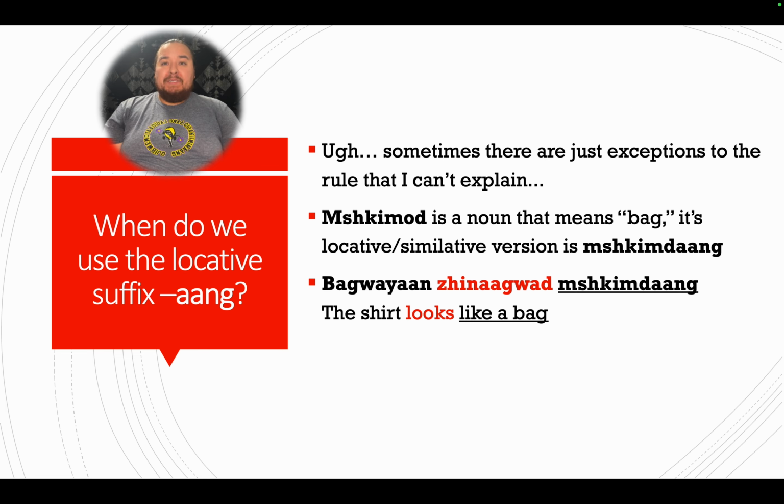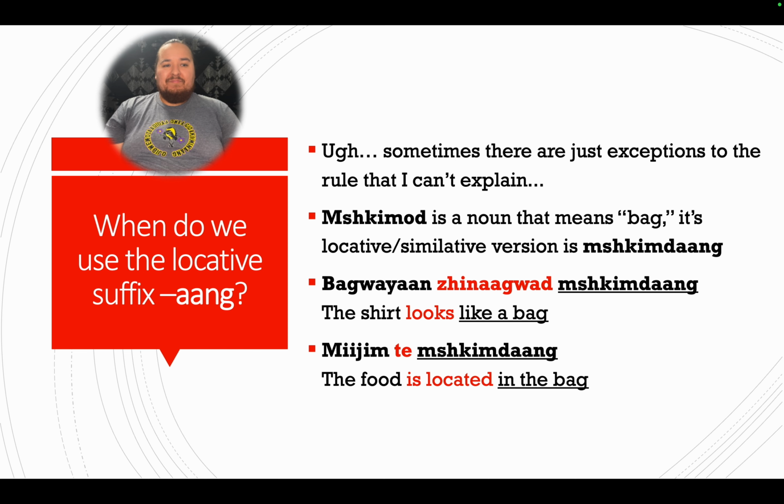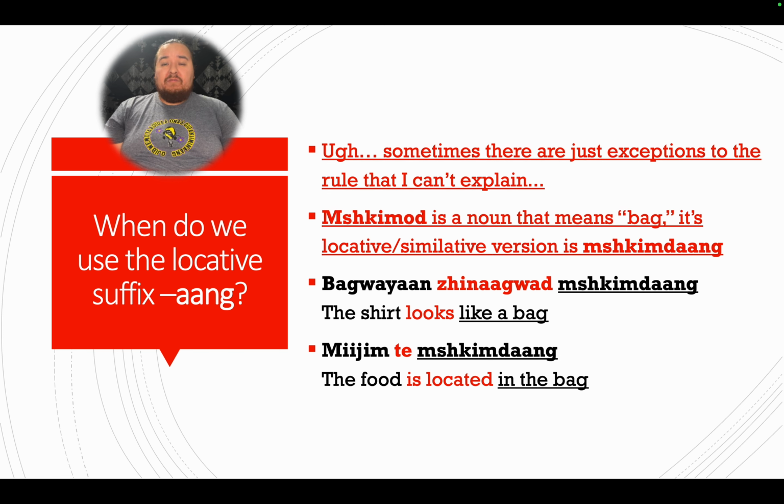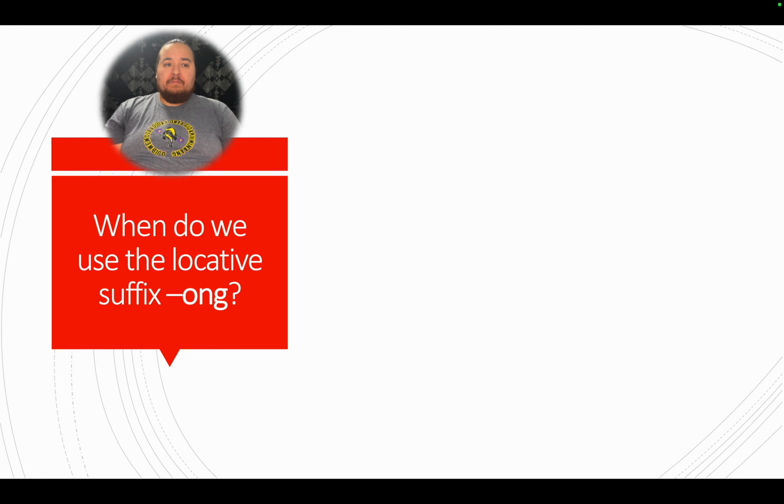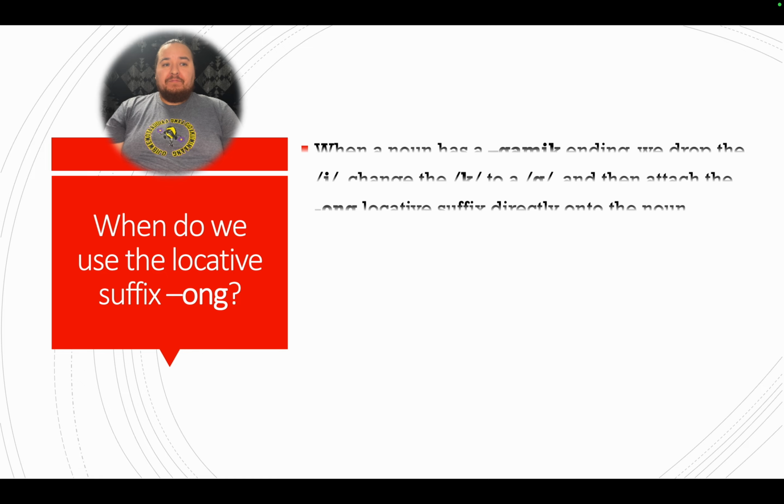Bugwayan janagwat mshkimdong. The shirt looks like a bag. From those darn TikToks. Mi jim te mshkimdong. The food is located in the bag. Here I've indicated the points for you to write down in your notes. Please write these down before moving on. All right, let's move on.